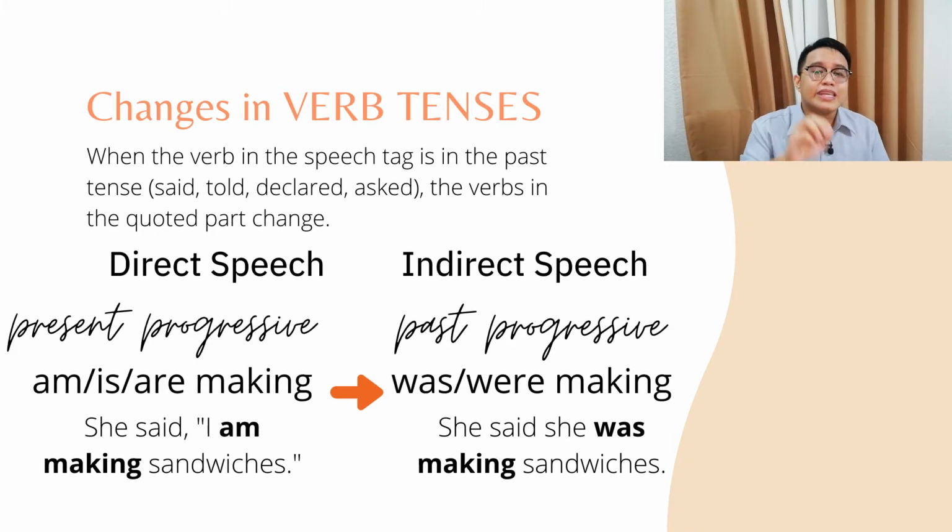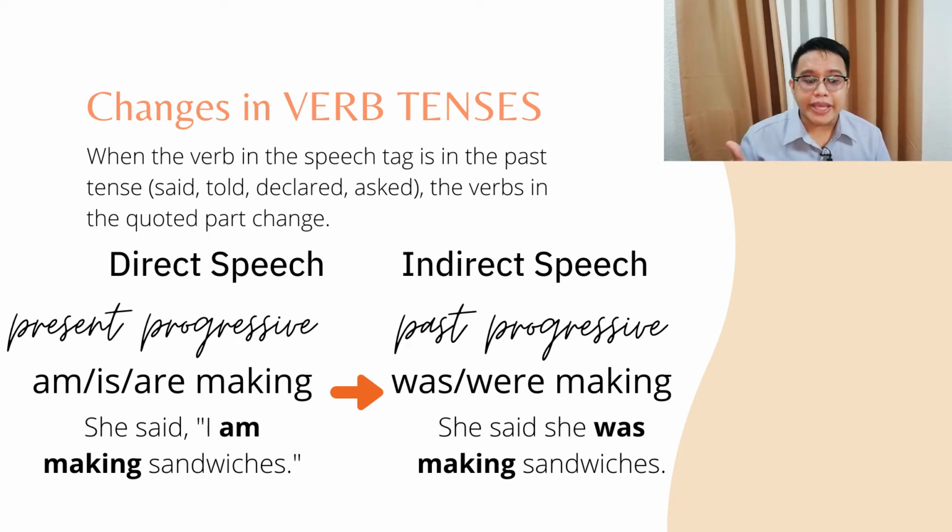Now, if present progressive, Sir Kevin, what is present progressive? We have here example, am, is, or are making. Okay? Am, is, or are plus the ing of the verb. So, make man atong verb, so making siya. So, am, is, and are making. That's present progressive. Ano mga am? I am watching, he is cleaning, they are doing. Kana siya, mao na siya mga present progressive.